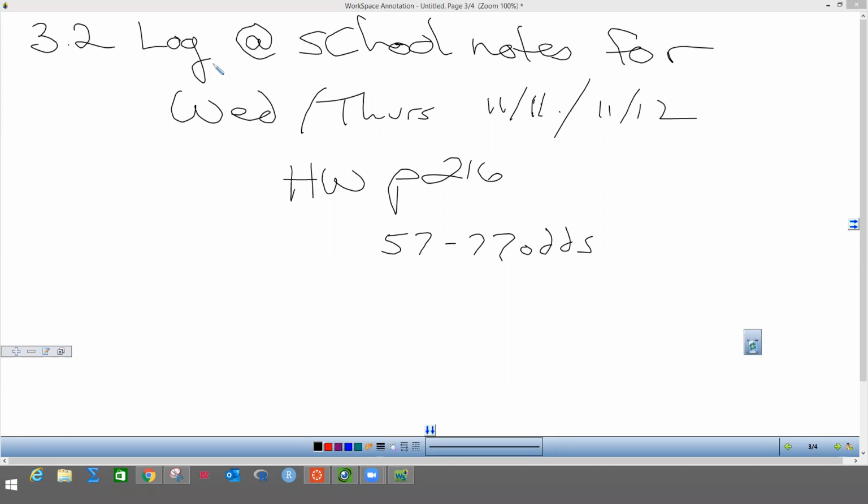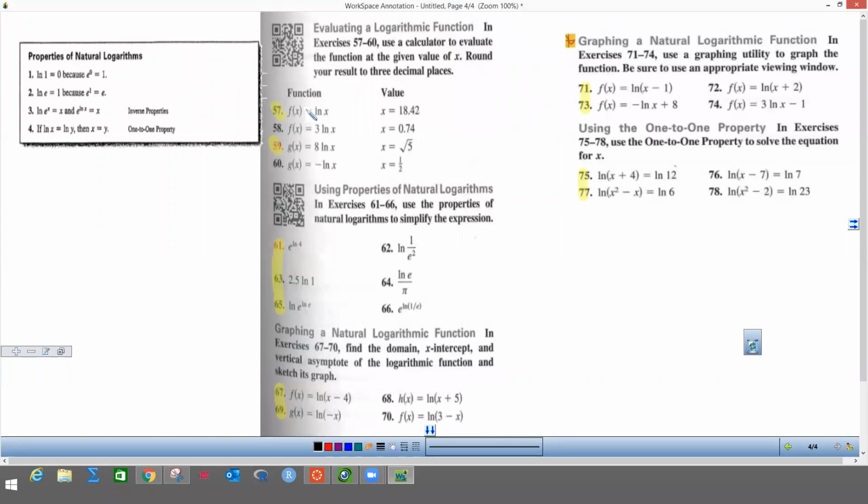All right, so this is 3.2 logs of school notes for the Wednesday, Thursday at school homework, which is 57 to 77 odds on page 216. We're just going to carry on after the first three videos. So I highlighted your homework here, and these are the properties that I need to know.